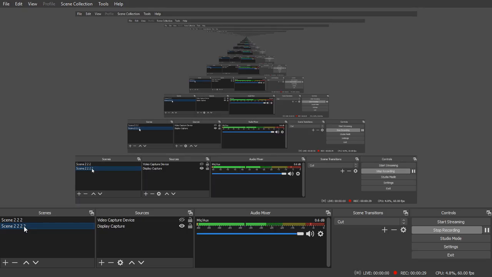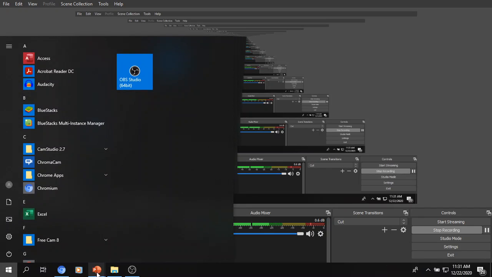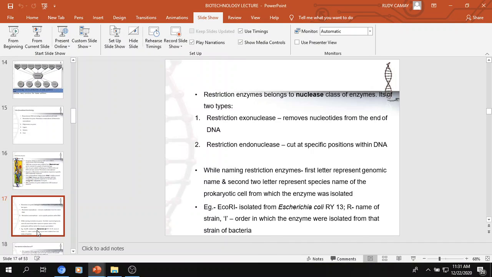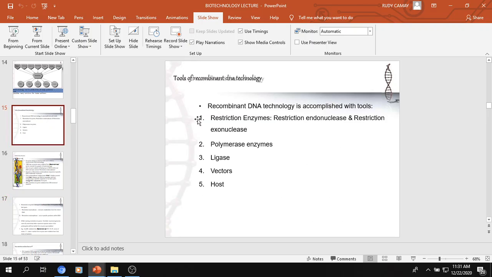Today we're going to be continuing our discussion on Bio 134, or biotechnology. As a review, last time we discussed the different tools used in biotechnology, particularly the tools for recombinant DNA. Let us have a quick look at the previous discussions. In the previous meeting, we discussed the different tools of biotechnology for recombinant DNA.